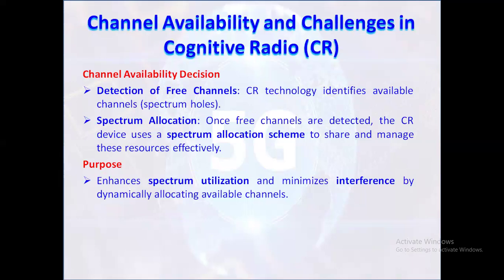Next, channel availability decisions. In cognitive radio technology, channel availability detection is an important step for managing spectrum efficiently. The first task is free channel detection, where CR devices identify available spectrum holes, that is, unused frequency bands in the environment.